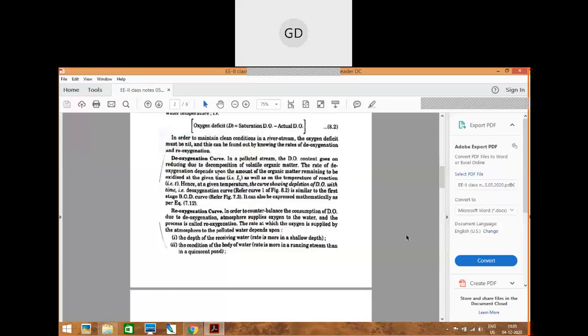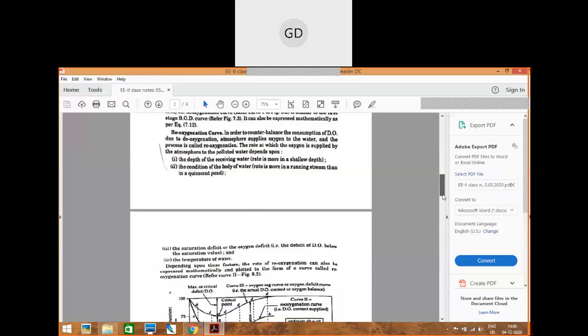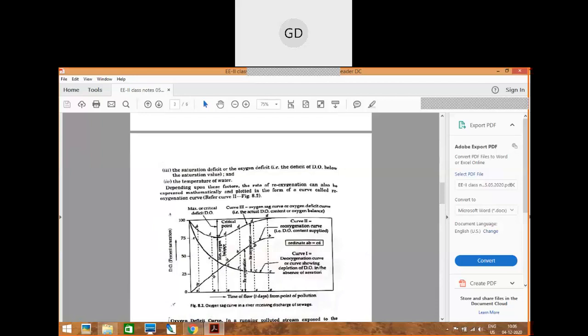Now the rate at which oxygen is supplied by the atmosphere to the polluted water depends upon what? Number one, the depth of the receiving water, that is, the depth of the river stream, because the rate is more in shallow depth. Number two, the condition of the body of water. Number three is the saturation deficit or oxygen deficit, and number four is the temperature of water. So the atmospheric supply of oxygen to the river stream depends upon these four factors.